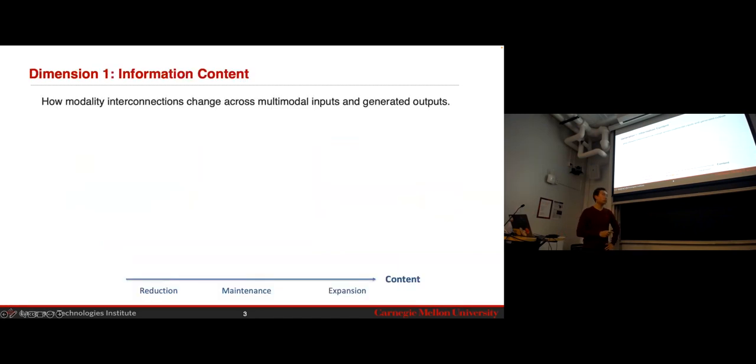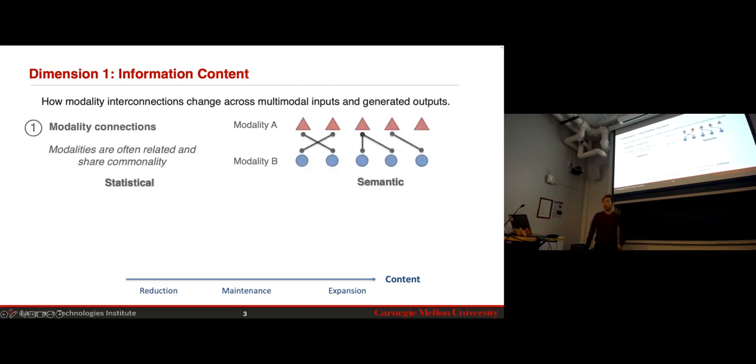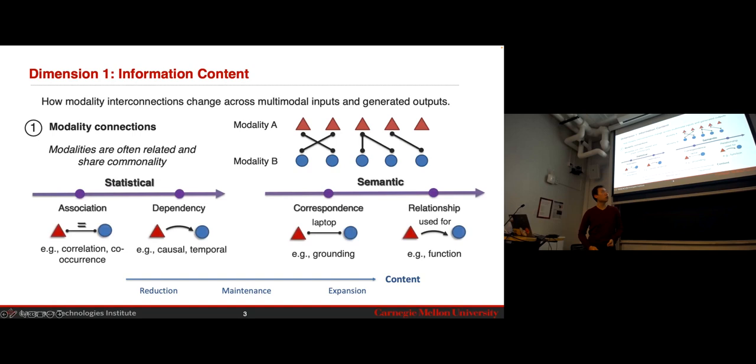And we saw two big dimensions that you want to consider when you're trying to design generative models. The first dimension is how is information content changing? Is it being reduced? Is it being maintained? Or is it being expanded? And typically, these information contents exist because there are some connections between your modalities, connections due to associations between them, but also semantically because we know that there are correspondences between them. All the work on connections that we talked about. So, when we look at the information content, it's all about these connections.